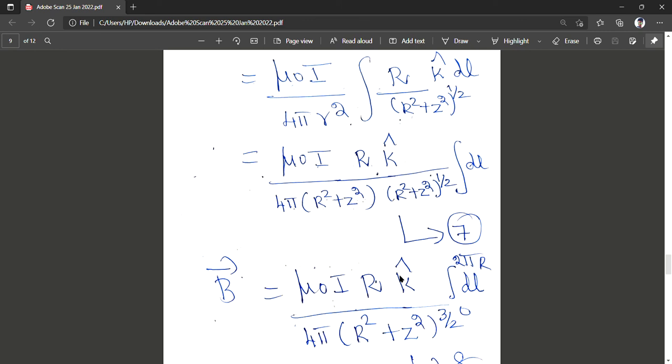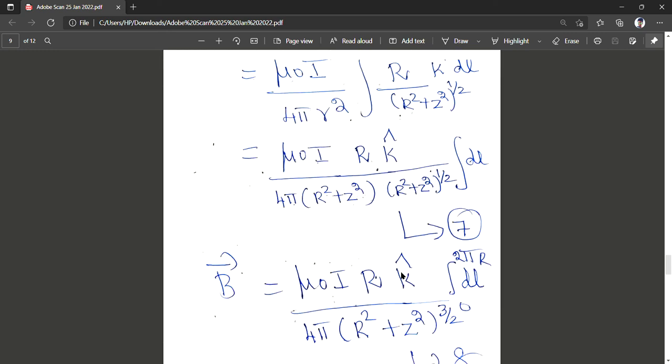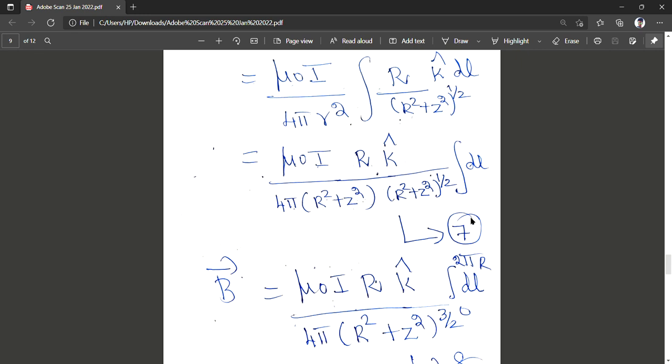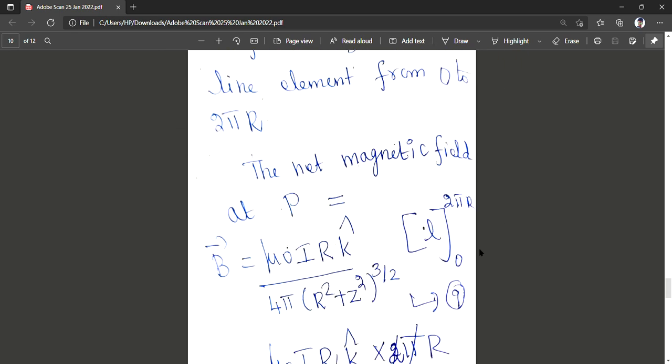Now you have to find out the net magnetic field at the point P. So if you integrate the line element from 0 to 2 pi r, upper limit is 2 pi r and the lower limit is 0. So the integral value of dl, if integral of dx is x, then integral of dl is L. Upper limit minus lower limit. Upper limit 2 pi r.